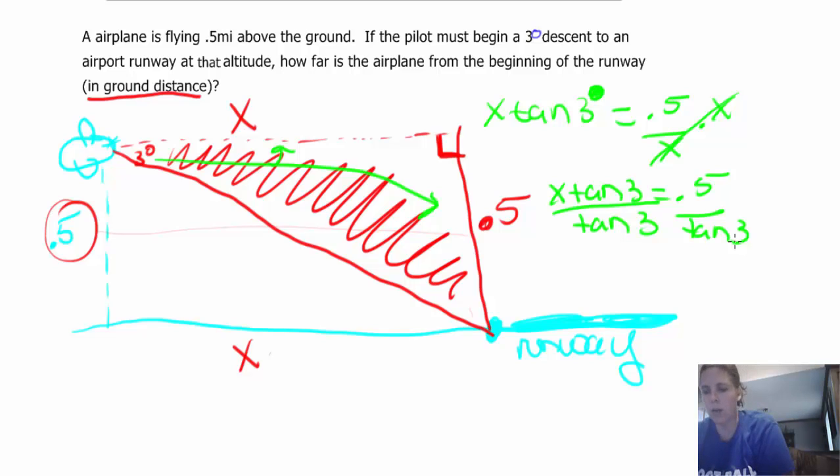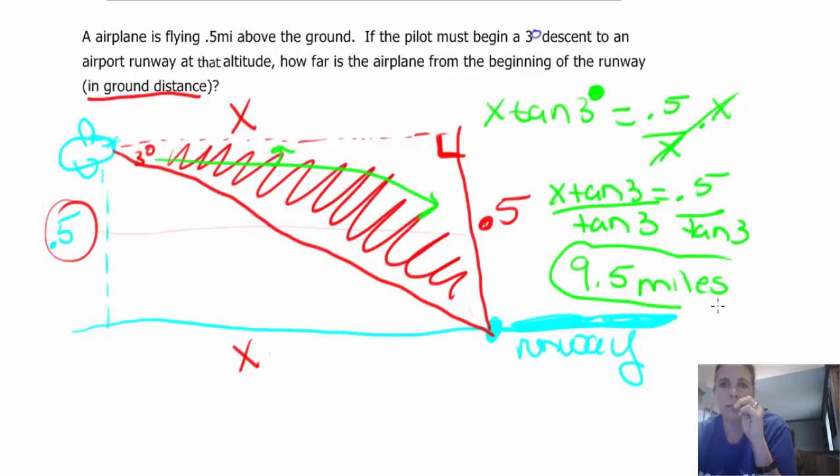Oh, I'm looking on the wrong page of my notes. It was confusing me. Okay. So you should get 0.5 divided by tangent 3, and make sure you're in degrees. Again, I can't reiterate that enough. So you should get about 9.5 miles. Are we dealing with the miles? Yeah. Is what this distance is here, or this distance here would be the same. Okay. Last one.